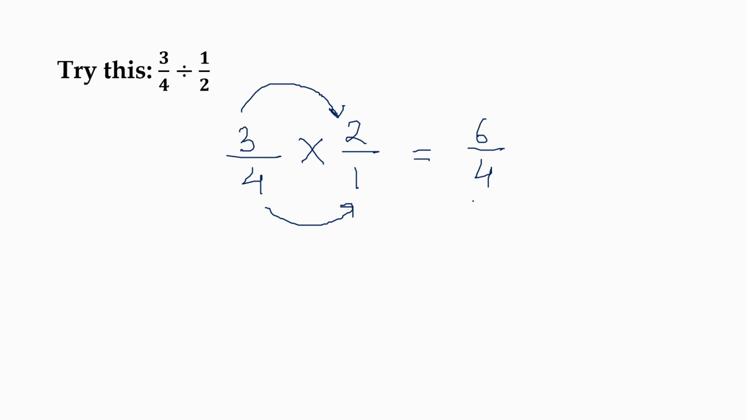Let's find out how. 3 by 4, we have to keep the first fraction as it is, change the operator sign, that will be changing division into multiplication, and flip the second fraction. So 1 by 2 will become 2 by 1. So we're going to multiply numerator with numerator and denominator with denominator. So the answer will become 6 by 4.